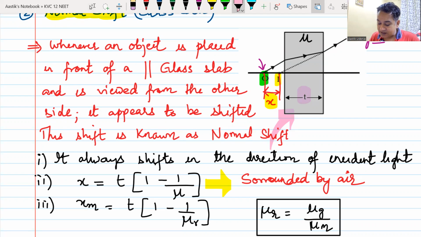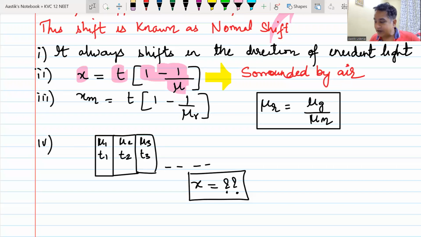We have seen that the object would be shifted, and the amount it shifts is given by T into 1 minus 1 by mu, where mu is the refractive index of glass. I also told you that if this glass is surrounded by some other medium which is not air, then the formula becomes, instead of mu, you write mu r, where mu r is the refractive index of glass with respect to the medium surrounding it.